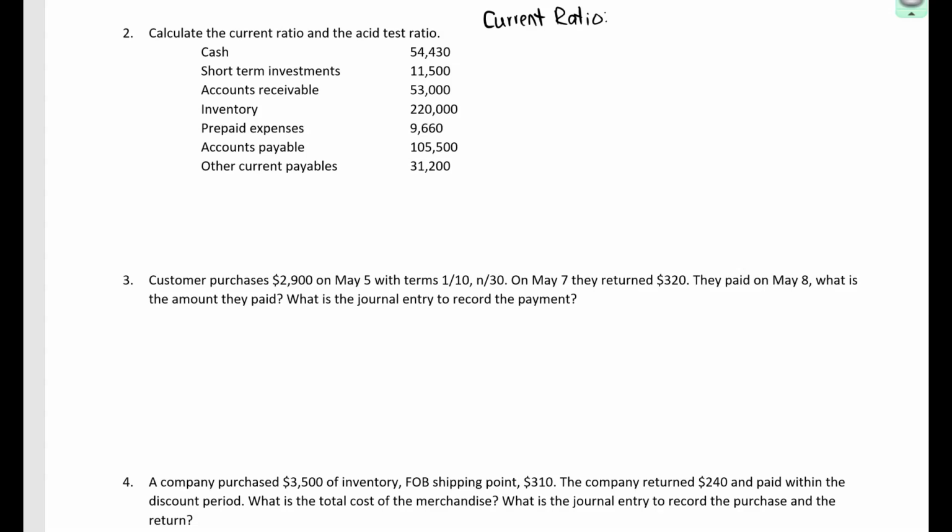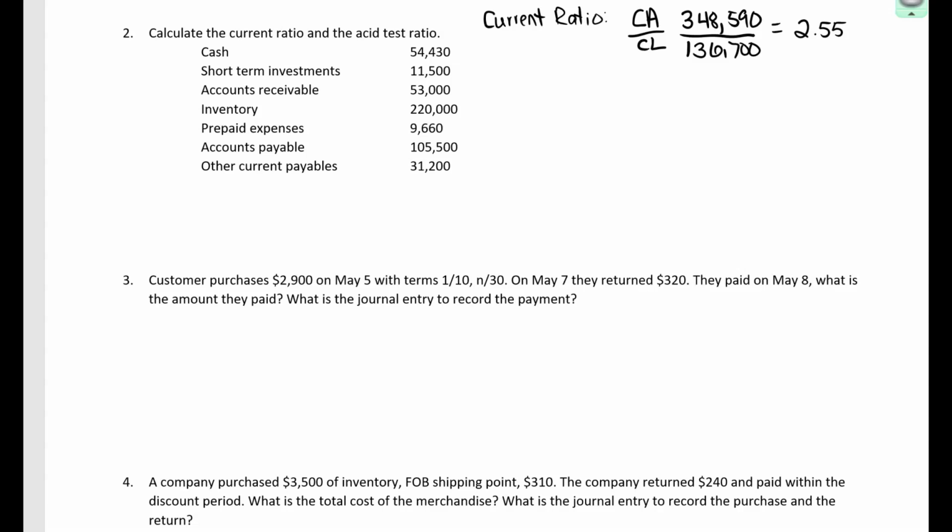The first one we're going to do is the current ratio, which is current assets over current liabilities. Now in this problem, the current assets add up to $348,590 and the current liabilities add up to $136,700. Divide those two numbers and you get a current ratio of 2.55. Now what I want to do is show you where I got these numbers from.